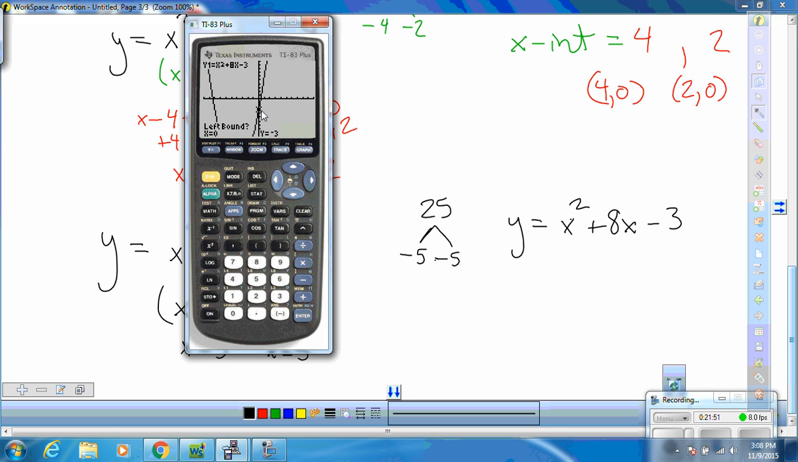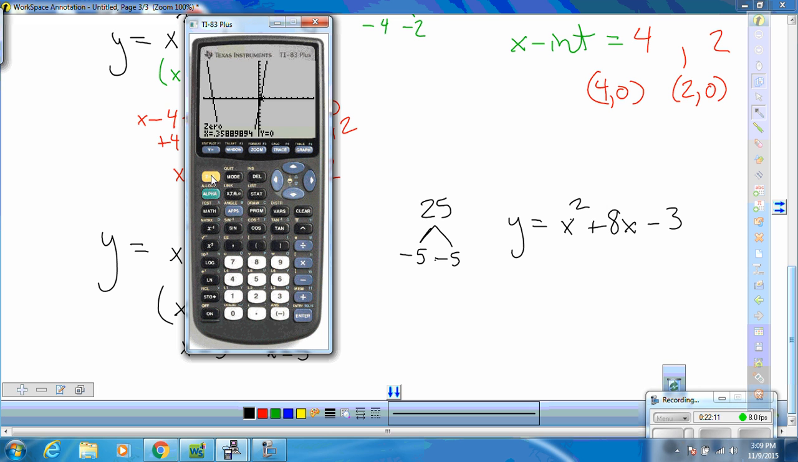When you do this on your calculator, we want it to find that point for me. So it's asking me for a left bound. I just want to pick a point on the left of it, and then I'm going to use this to move over to a point on the right of it and hit enter. Don't guess, just hit enter, and it will tell me that its x-intercept is at 0.36.